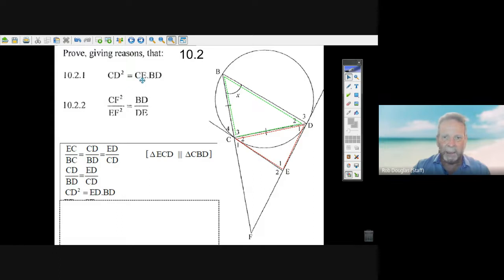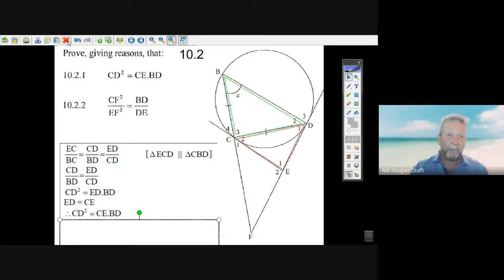We want CE. Hey, but in the last question before, we showed that these two sides were the same because of tangents from the same point. So because ED equals CE, we can just put in CE and then we get our answer. So there's the first question proved. Okay, let's try the next one.